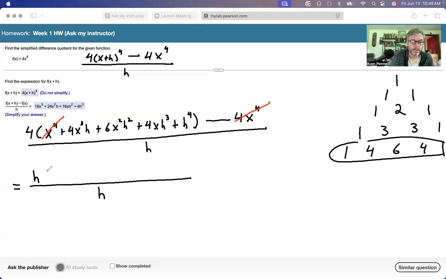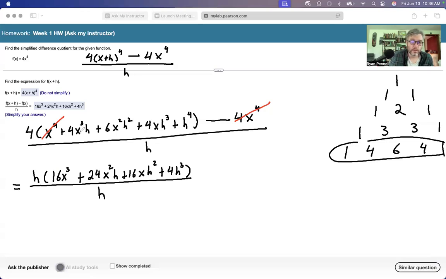So I'm going to take an h out, and I'm going to distribute the 4. So 4 times 4 is 16, x to the third, and I took the h out. 4 times 6 is 24, x squared, I took an h out. 4 times 4 is 16, I took an h out, so now I have squared. And plus 4, and I took one h out, so that's still cubed.